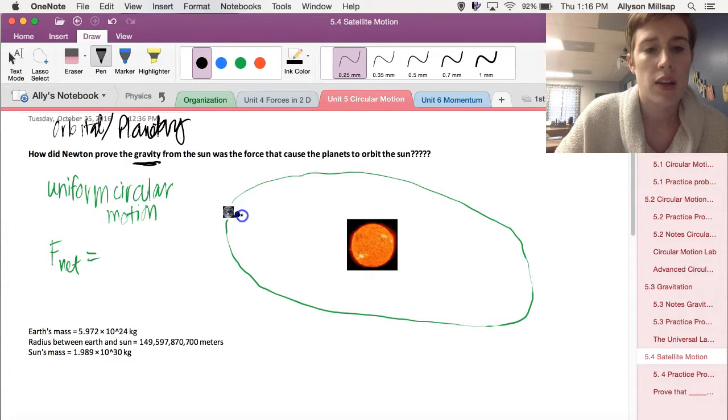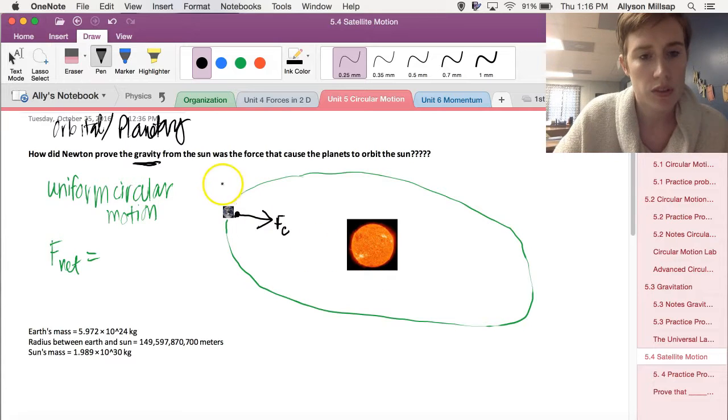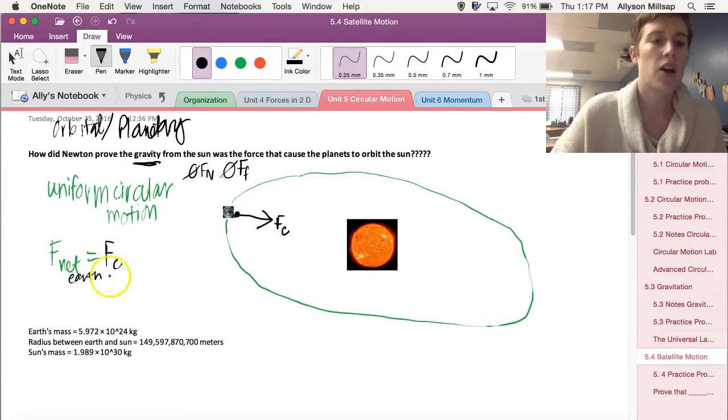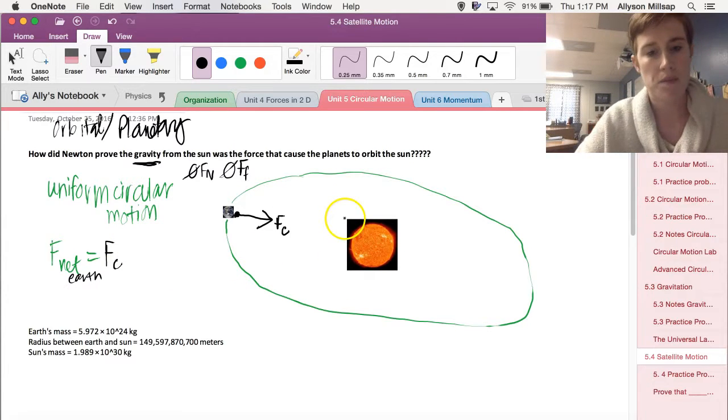Well, we know that there's a force going inward here. That's the centripetal force that the sun is pulling on the Earth. There's no normal force. And there's also no friction force because it's not sitting on an object. Okay? So there's only one force at play, the centripetal force. That means that the net force on the Earth is the centripetal force. Okay? Our net force equals our centripetal force. We know that.